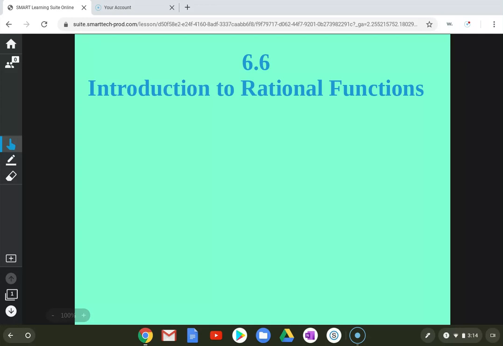Hi everyone, it is Mrs. Price, and we are about to start on the second half of chapter 6, which is all about rational functions. So we just finished up polynomials, and now it's time to move into rational functions. So let's jump right in.